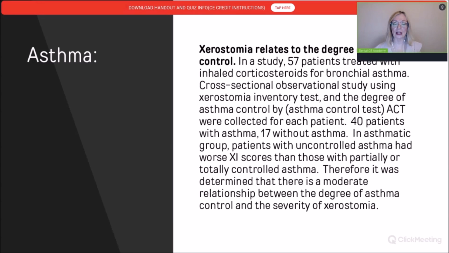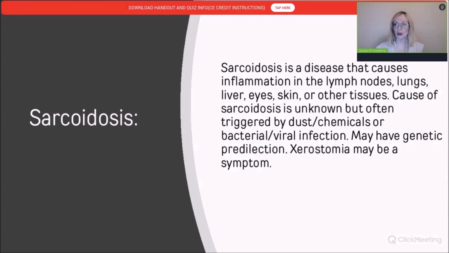In this case, they wanted to look at a cross-sectional observational study where they used a xerostomia inventory test in the degree of asthma control. Forty patients had asthma, 17 did not. In the asthmatic group, patients with uncontrolled asthma had worse xerostomia inventory test scores than those with partially or totally controlled asthma. So it's determined there is a moderate relationship between the degree of asthma control and severity of xerostomia. I've seen this in patients with COPD too, especially patients with COPD and a history of tobacco use.